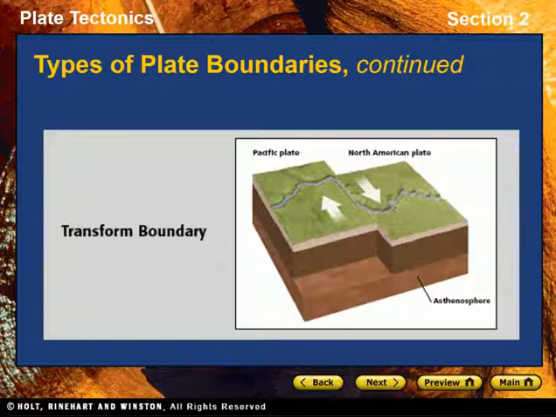Unlike other types of boundaries, transform boundaries do not produce magma. The San Andreas Fault in California is a major transform boundary between the North American plate and the Pacific plate. Transform motion also occurs along mid-ocean ridges. Short segments of a mid-ocean ridge are connected by transform boundaries called fracture zones.